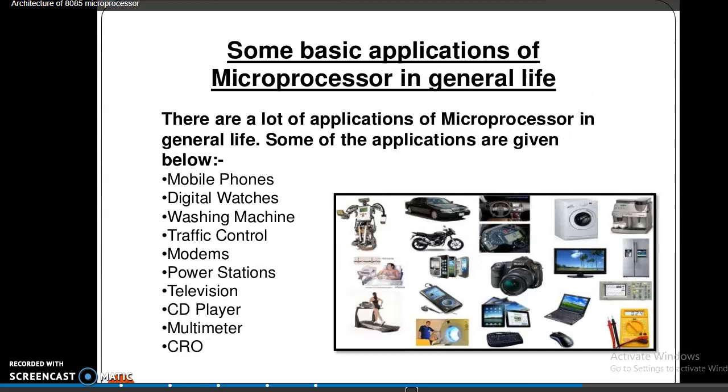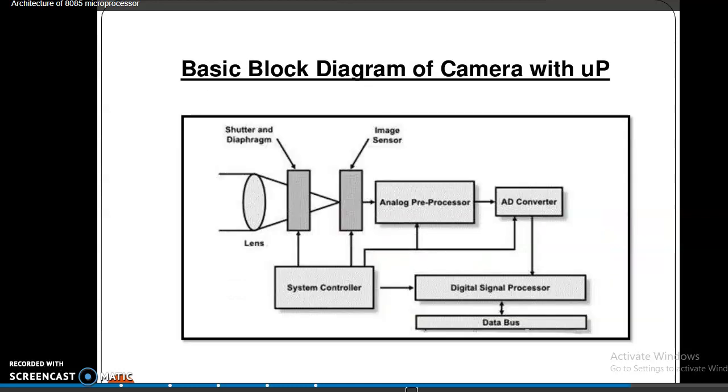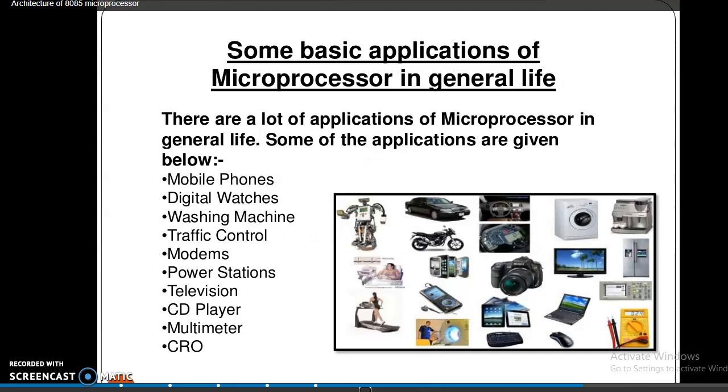So already we saw the applications of microprocessor in our day-to-day life. There are a lot of applications of microprocessor in general life. Some of the applications are given below: mobile phones, digital watches, washing machine, traffic control signals, modems, power stations, television, CD player, multimeter, CRO, etc. These are the main applications.